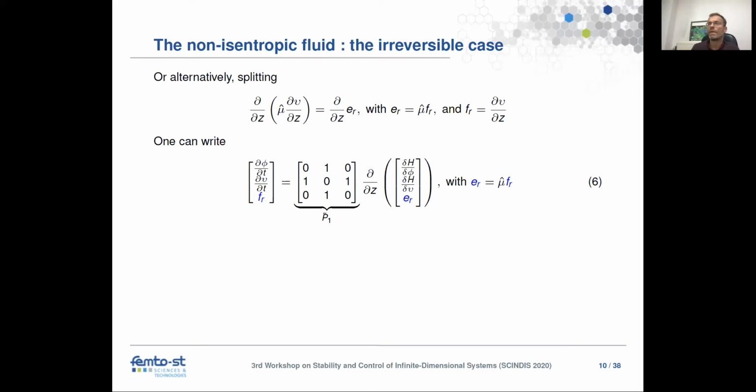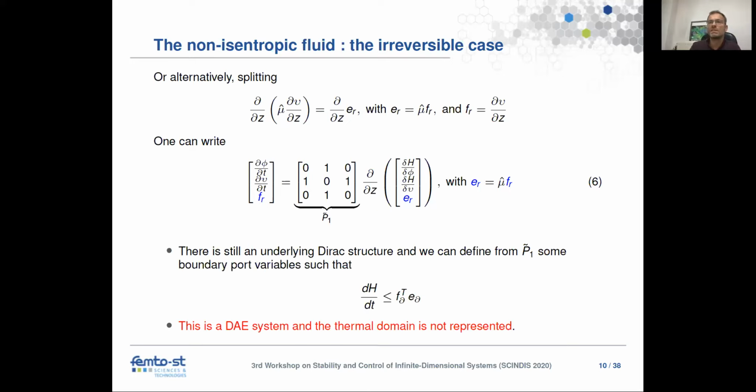this system. Once again, you have a skew differential operator, and you can write a balance equation on the energy, and you can derive things on existence of solutions. You can also have the balance equation on H that is related to the input and the output. Yet, this system is now set up from differential algebraic equations, and you see that the thermal domain that is associated to this viscous damping is not explicitly represented.